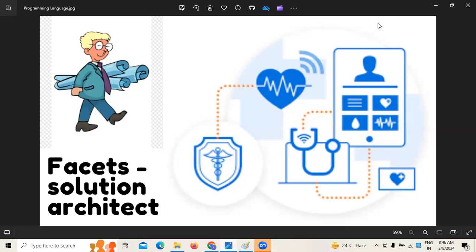Being a solution architect in healthcare is something you have to know. In general, it applies to every solution architect. I'm not specifying this only for healthcare, but as I'm giving you an example for healthcare, hence I'm taking this. Because Facets solution architect, hence I'm taking this example. So having knowledge of enterprise architecture will be helpful to become a solution architect.